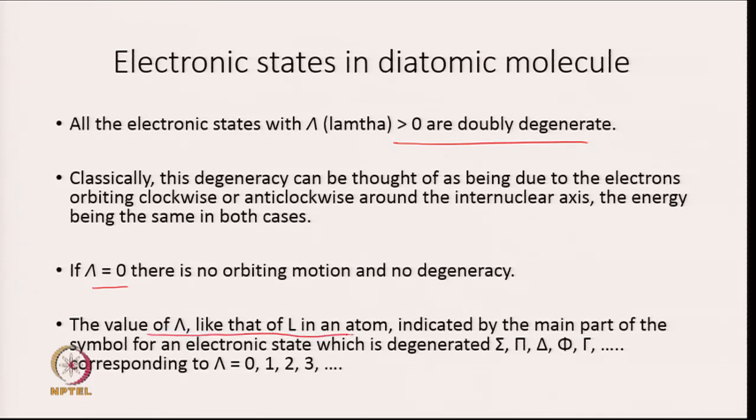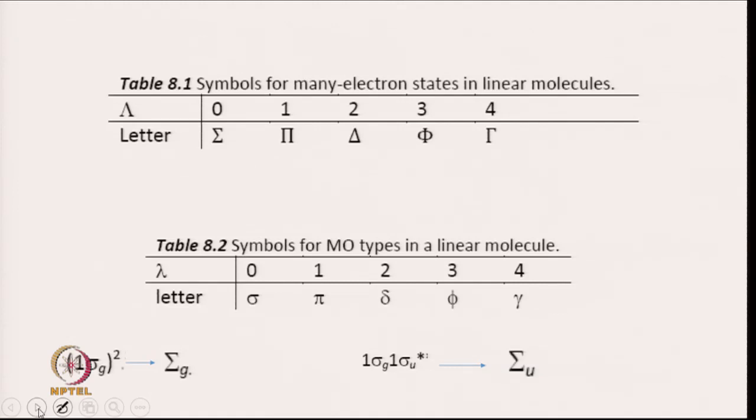The value of lambda, like that of L in an atom, is indicated by the main part of the symbol for an electronic state. So, if lambda is 0, you have a sigma state. If lambda is 1, it corresponds to pi, lambda 2 corresponds to delta, lambda 3 corresponds to phi, and lambda 4 corresponds to gamma. That is what is written here.